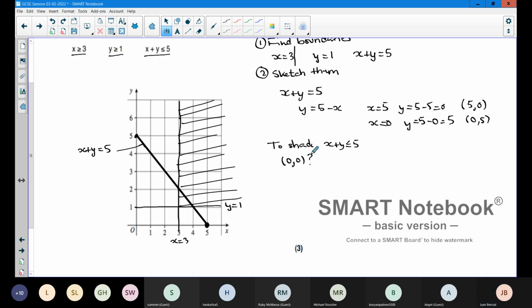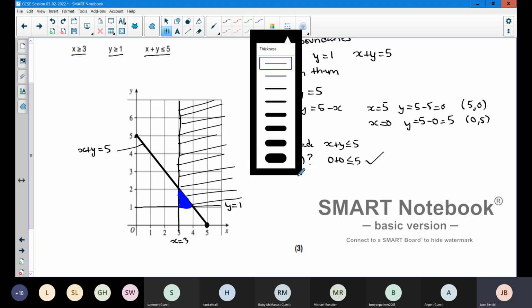Is 0, 0 in or is it out? If we check, 0 plus 0 is less than or equal to 5. So the point 0, 0 is part of the region, so I'm going to have to shade the left bit. But remember, we already knew that x is greater than 3 and y is greater than 1. So what is left to shade is the left of this, below x plus y equals 5, but to the right of x equals 3 and above y equals 1.